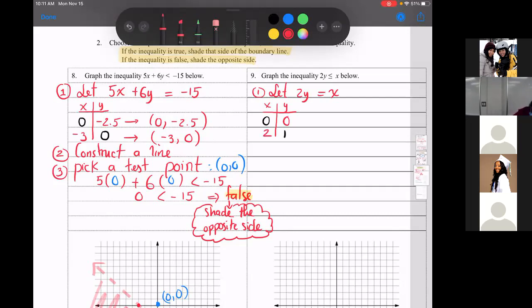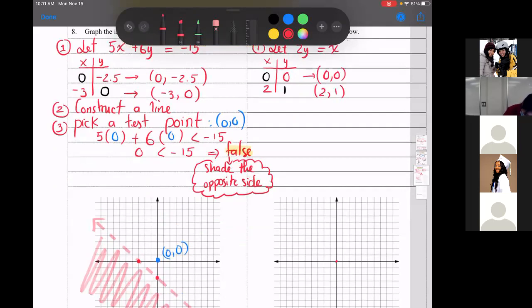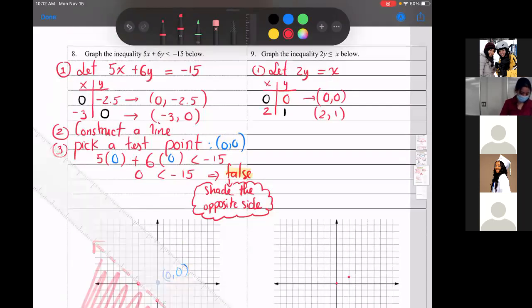So I have 0, 0, and then 2, 1. Did I say it right? 2, 1. Is it a dash or a solid? Solid, thank you.